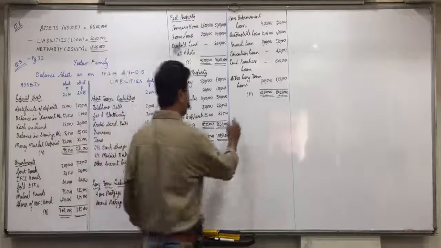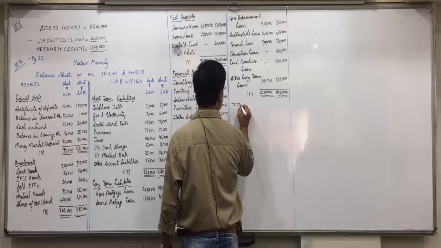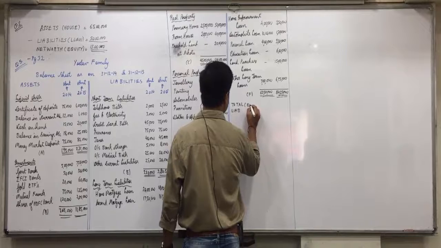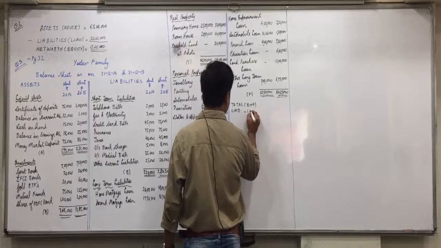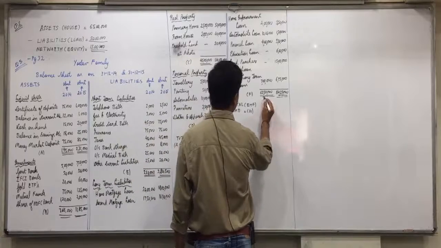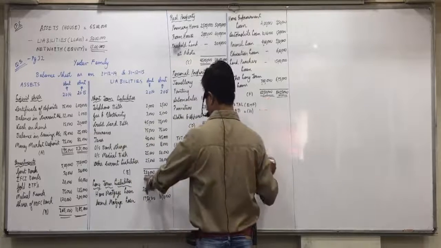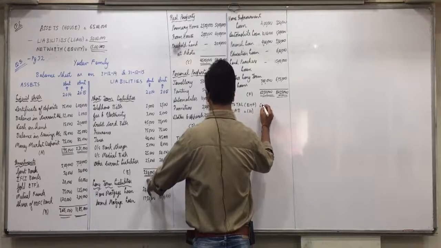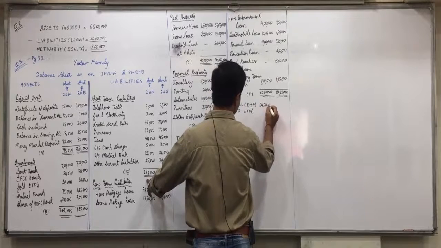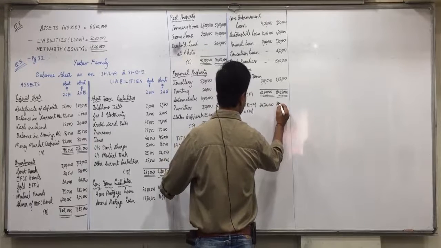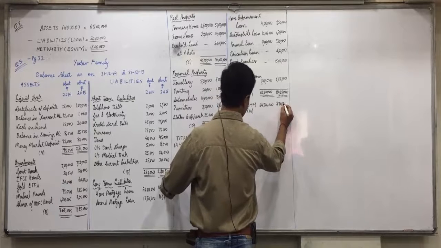First, let us do total liabilities. E plus F, let us say it is equal to G. So 22 lakh 20,000 plus 62 lakh 50,000 is 64 lakh 70,000, and 87 lakh 5,500.